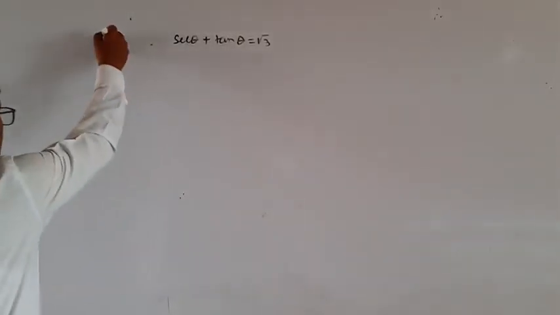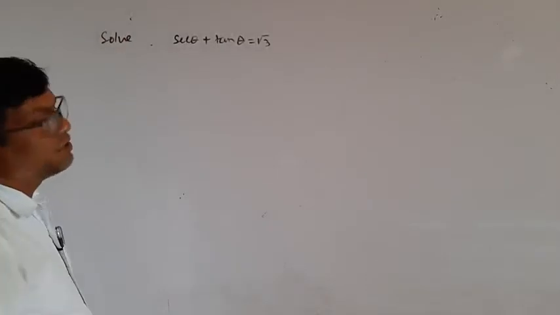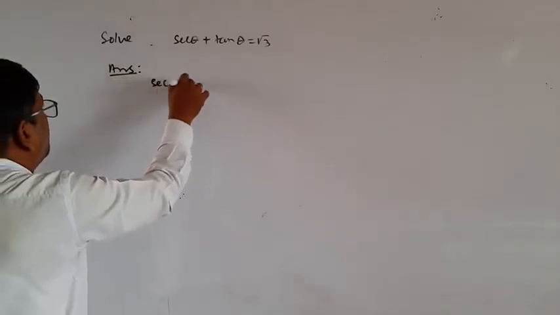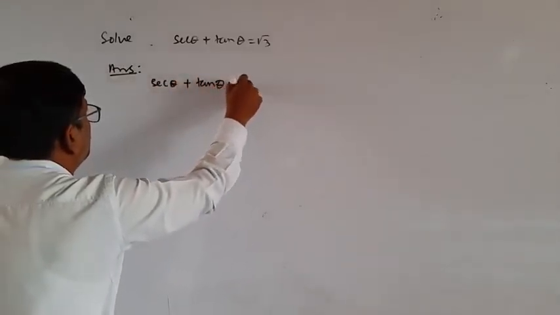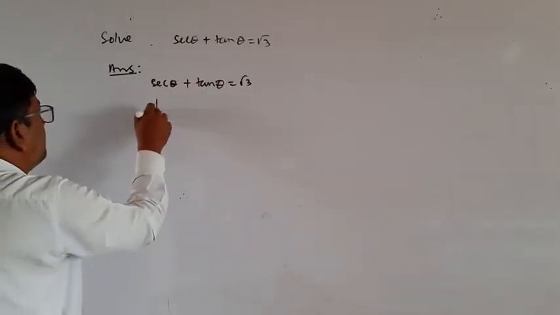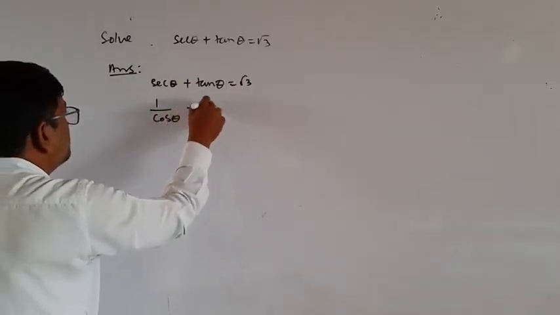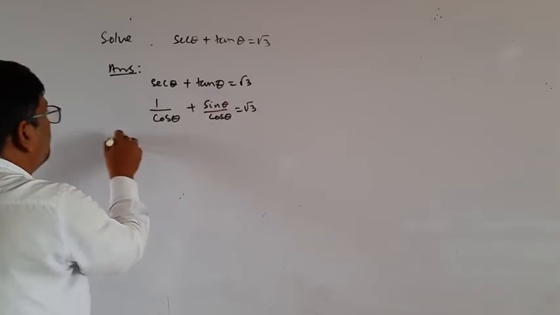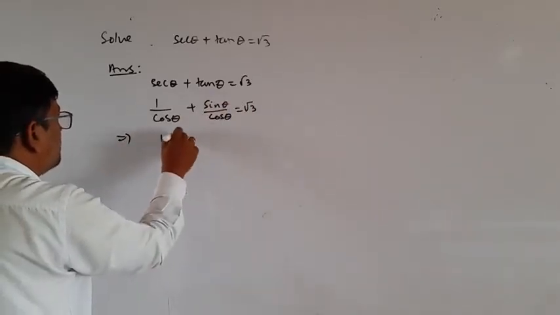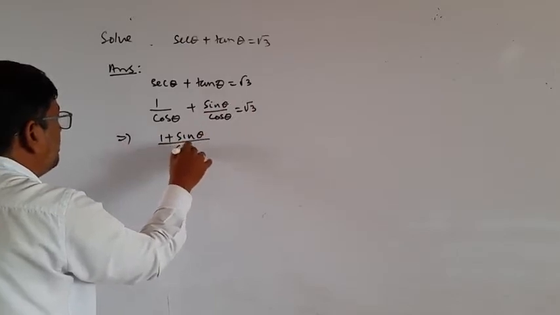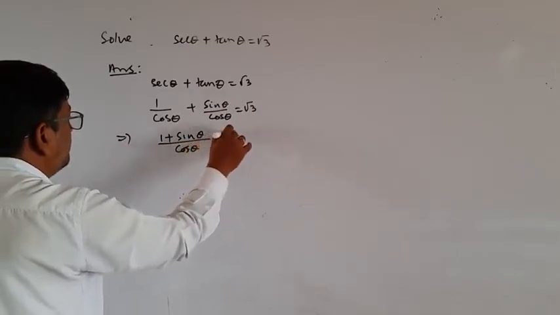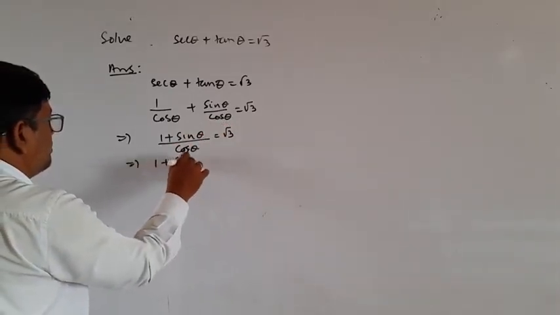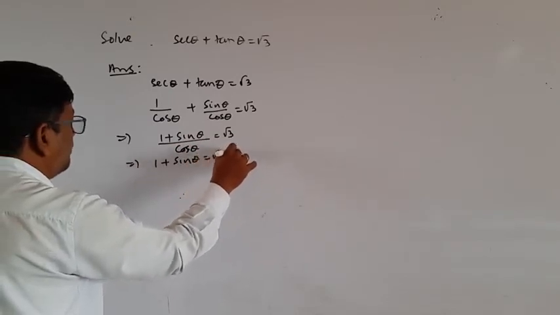Okay, now another question. Solve sec theta plus tan theta equal to root 3. So the answer: sec theta plus tan theta is equal to root 3. So 1 by cos theta plus sin theta by cos theta is equal to root 3. That implies (1 plus sin theta) by cos theta is equal to root 3. So this is equal to 1 plus sin theta is equal to root 3 cos theta.